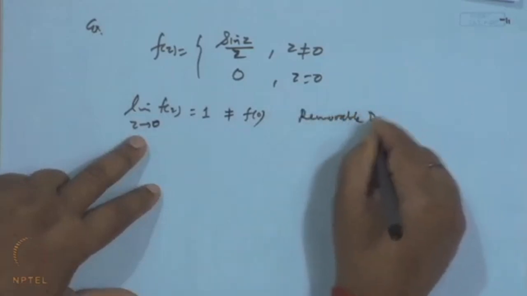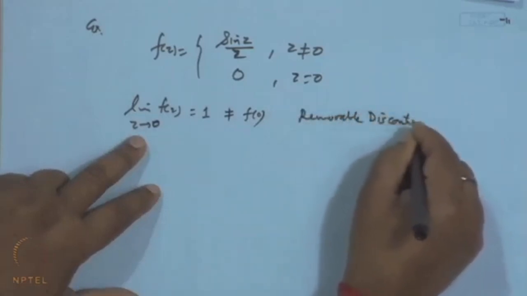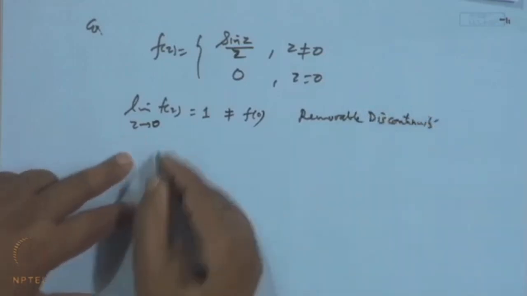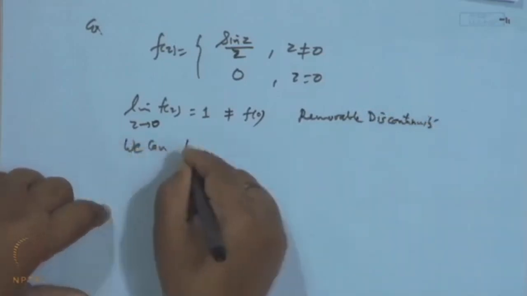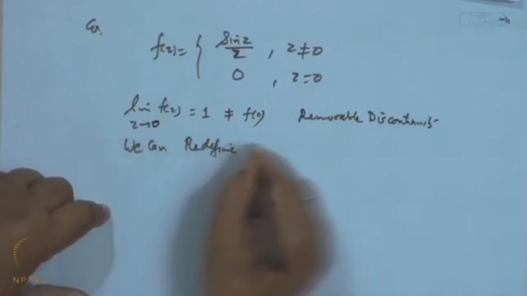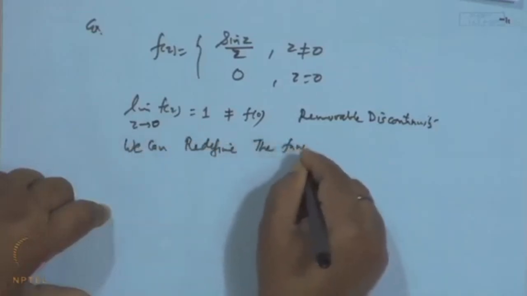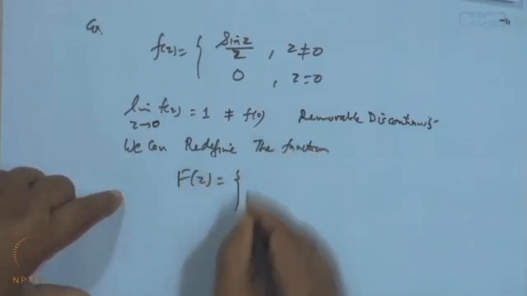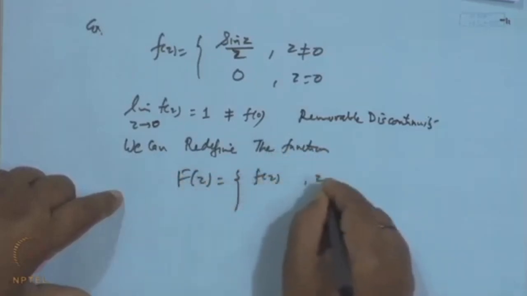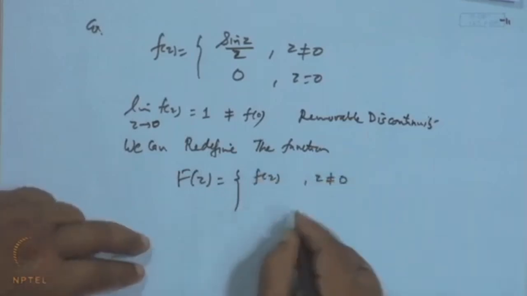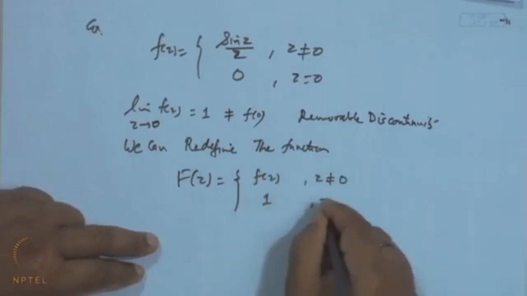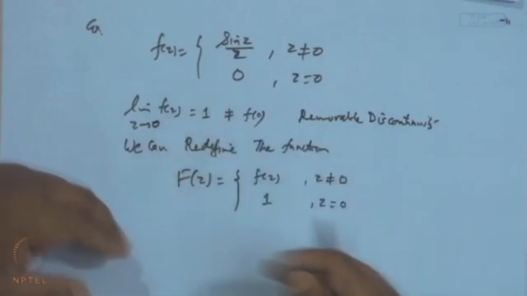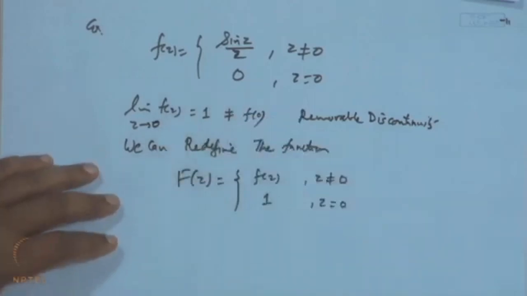Why removable? Because we can redefine the function as capital F(z) equal to small f(z) when z is not equal to 0, and equal to 1 if z equals 0. Then this function becomes continuous, and that is why it is removable.